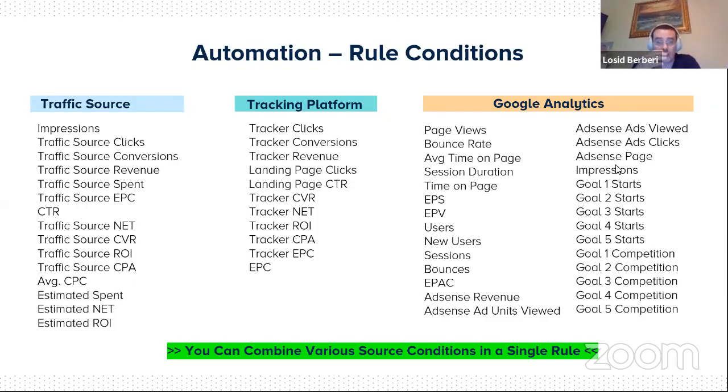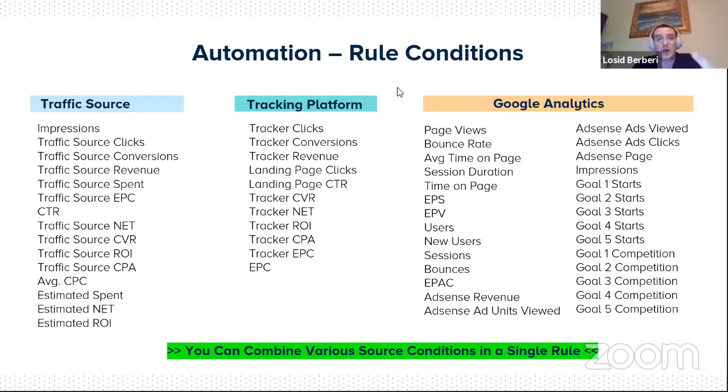So the rule creation is quite flexible, and in case you need them, you can combine them, as well as a special thing which is quite handy for those who would like to work with more data to optimize their campaigns. Using the optimizer, you are able to combine the traffic source tracker, click tracker, as well as Google Analytics data in one place.